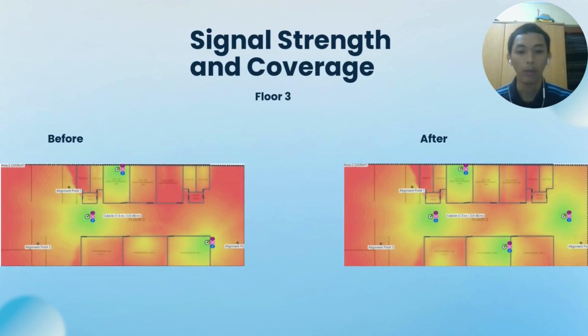So for floor 3, the highest floor. Similar to the other floors, floor 3 initially faced issues with weak signal strength and incomplete coverage, particularly in areas obstructed by walls. The signal strength in some zones was below the suitable threshold. After the optimization, the access points were repositioned to address these weak spots, improving the coverage and ensuring a strong signal throughout the floor.